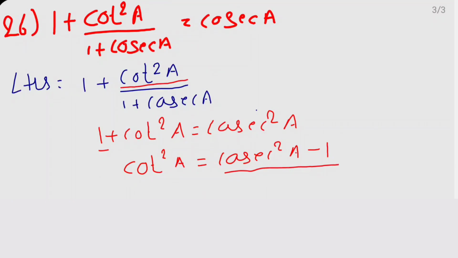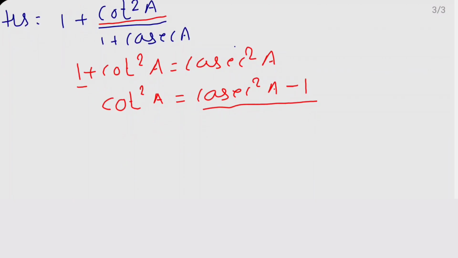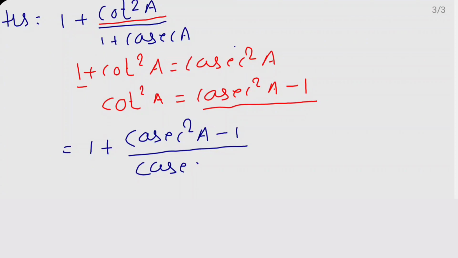Now here we get 1 plus cosec square A minus 1, and this divided by cosec A plus 1. 1 plus cosec A or cosec A plus 1, both are the same, right? The 1 we can write as 1 square. 1 square is also 1.